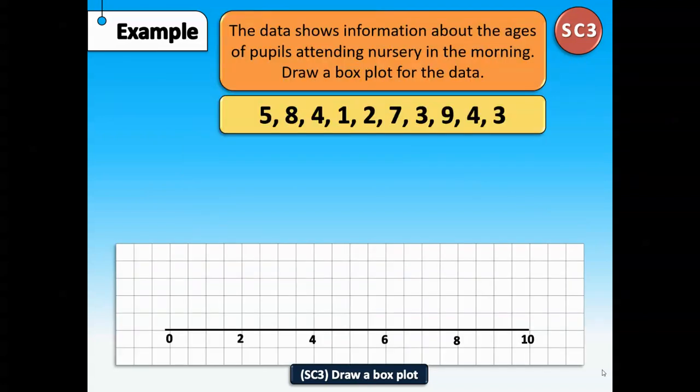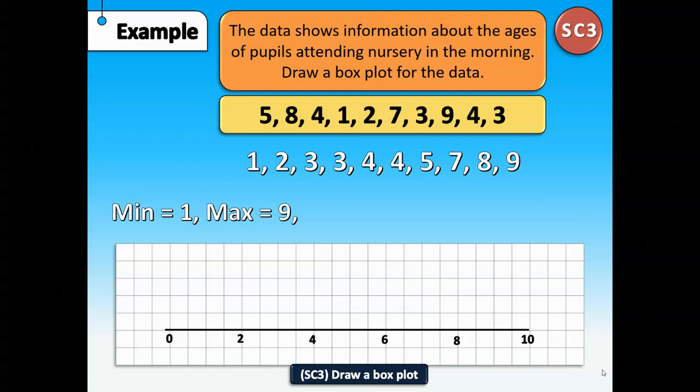In this example, the data shows information about the ages of pupils attending nursery in the morning. We want to draw a box plot for the data. So the first thing we need to do is order our data, so smallest to biggest. So the minimum value is 1 and the maximum value is 9. Then we find the median. So there's 2 4s in the middle, so the median is going to be 4.